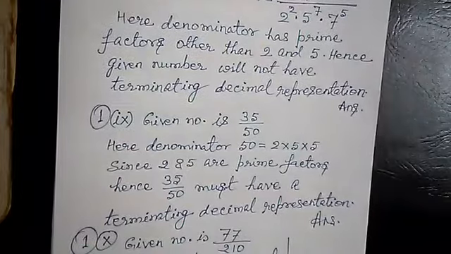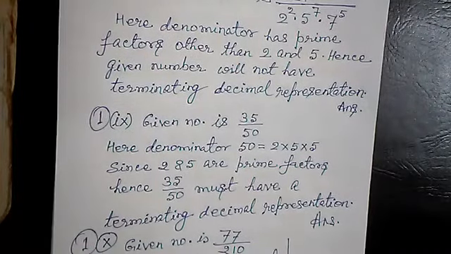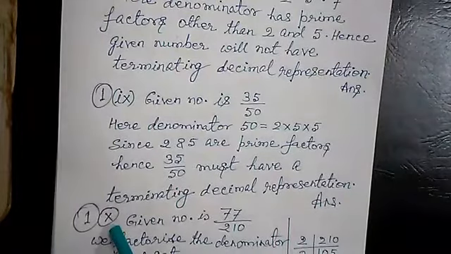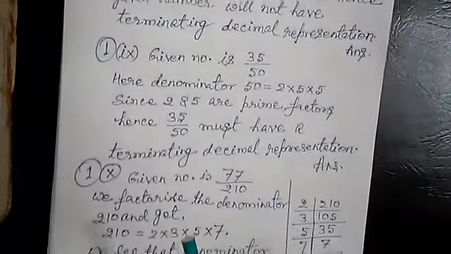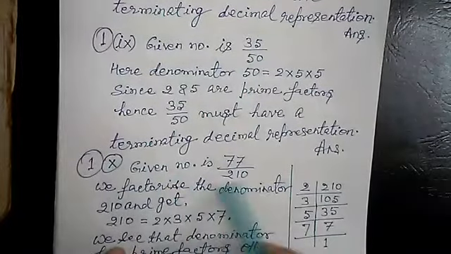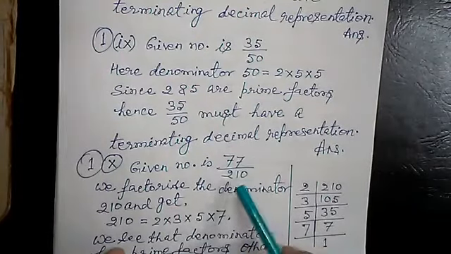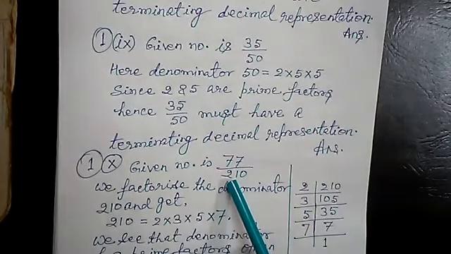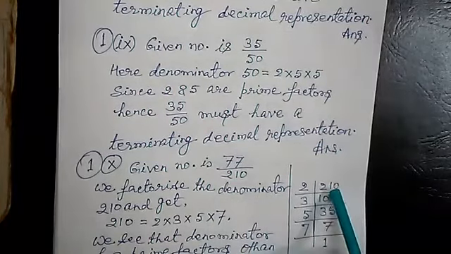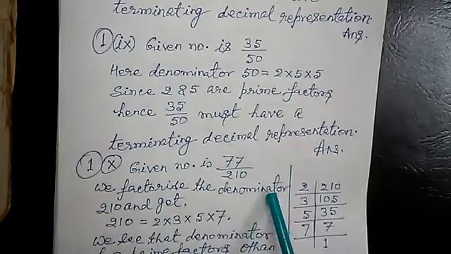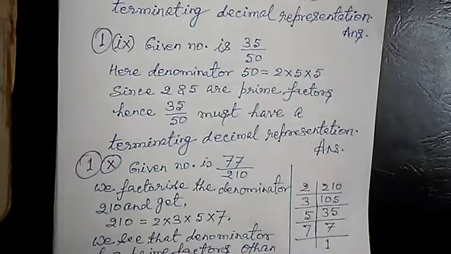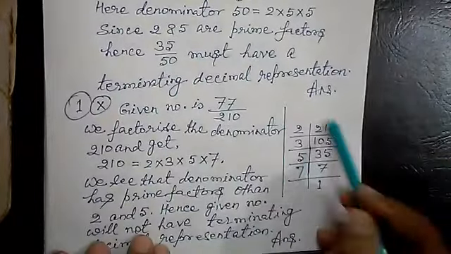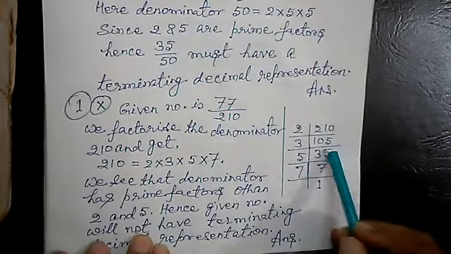Now coming to the next question, the 10th sum of sum number 1. You see the 10th number in sum number 1. The given number is 77 upon 210. Obviously, first of all you will factorize this 210. So we factorize the denominator 210 and we get the factorization 2 into 3 into 5 into 7. Here I have already given the details of this factorization.